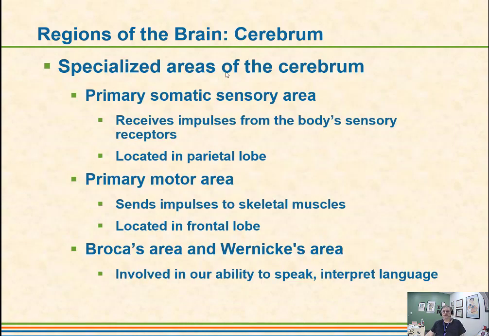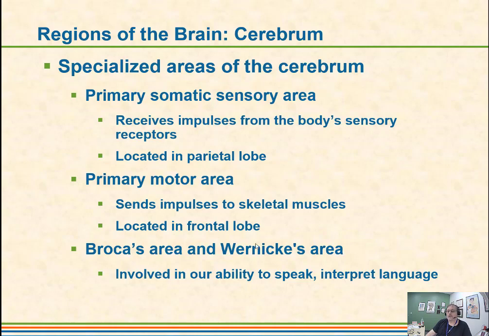Now, we do have some specialized areas of the cerebrum, you know, primary somatic sensory areas. You're not going to need to know much about these. Just know that we have sensory areas located in the parietal lobe, which receives impulses from body sensors. And then we have the primary motor area, which is located in the frontal lobe. We also have two areas associated with speech, which are Broca's area and Wernicke's area. These are well developed in humans. Other animals, not as much.